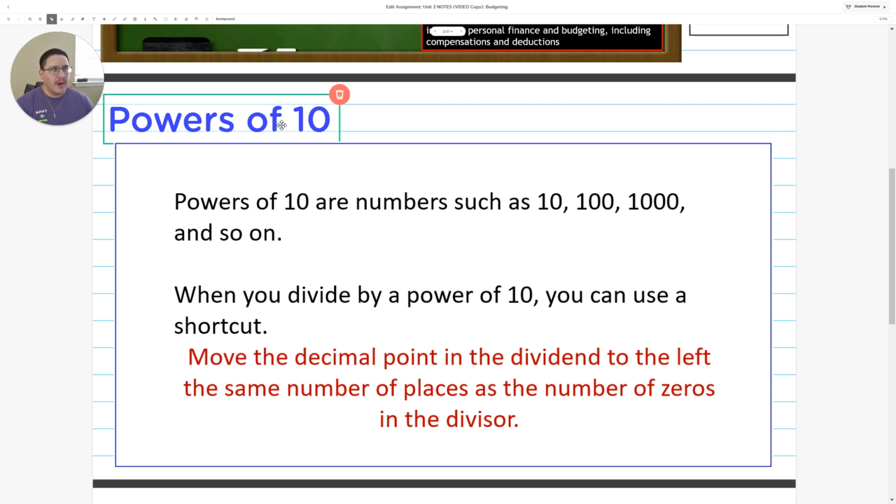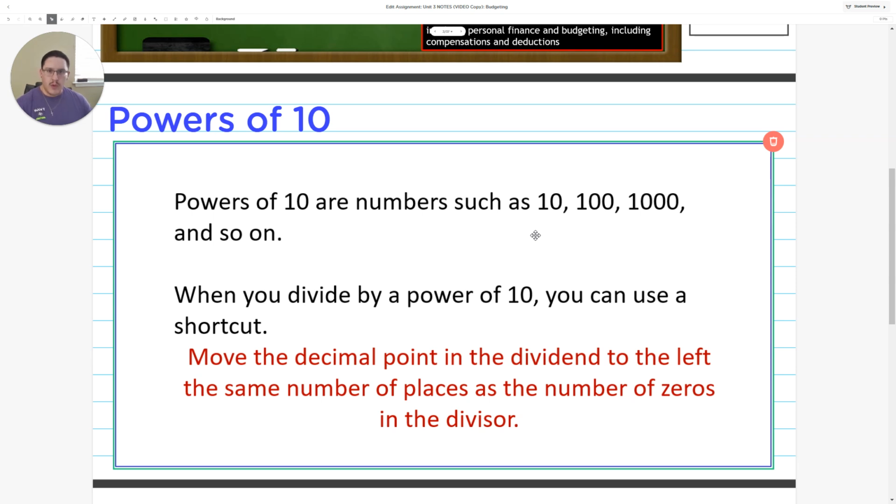Quick review on powers of 10. Powers of 10 are numbers such as 10, 100, 1,000, 10,000, 100,000, 1 million, and so on. There are shortcuts when you multiply or divide by powers of 10. We're going to look specifically at dividing by powers of 10. When you divide by a power of 10, you can use the following shortcut.